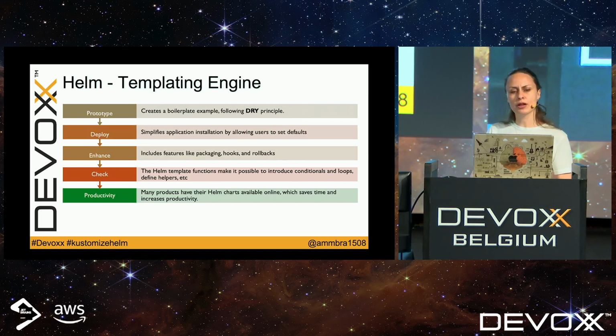Now let's go a little bit to Helm. Helm is the package manager of Kubernetes and a templating engine. It can give you a prototype following the DRY principle, unlike the other one. It simplifies the application installation, includes a lot of features like rollbacks, hooks, and packaging. And it can also give you functions that you can use at the template level and check what's going on over there, assuming that you have some variables assigned in the values.yaml.